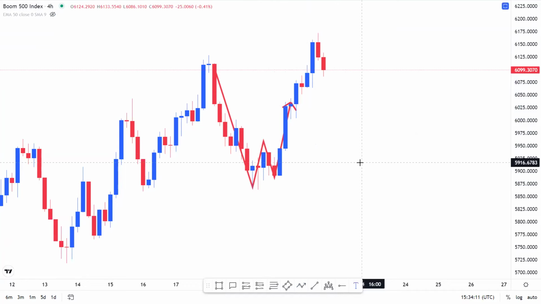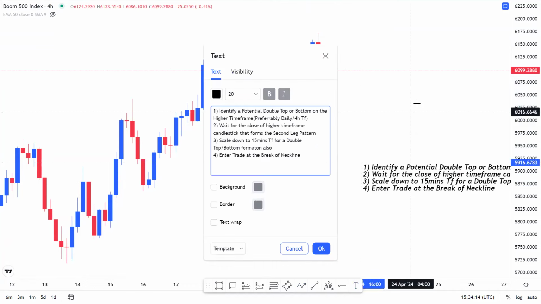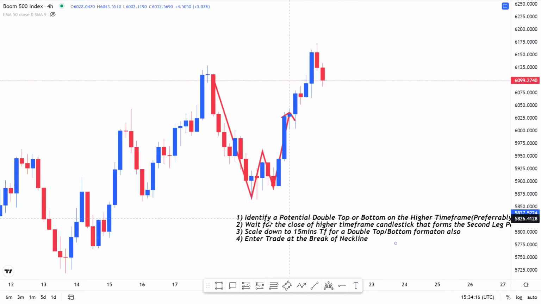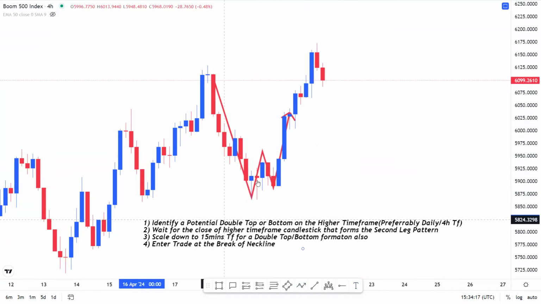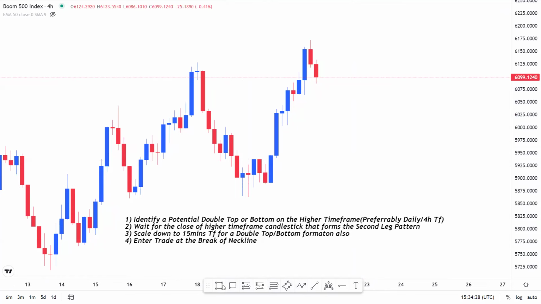Now, the first thing, like the rule states, is clearly identify a potential double bottom pattern. So from the 4-hourly time frame, which is where I had identified this from, as soon as we had the first leg of the pattern.